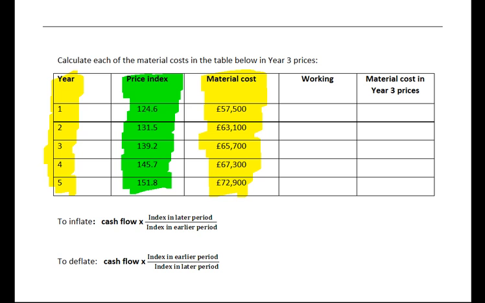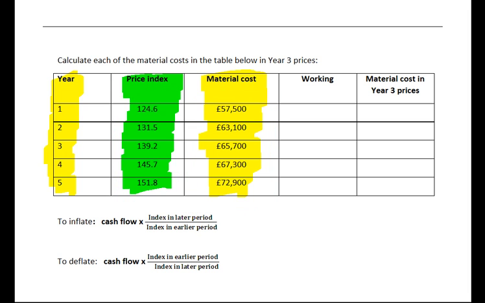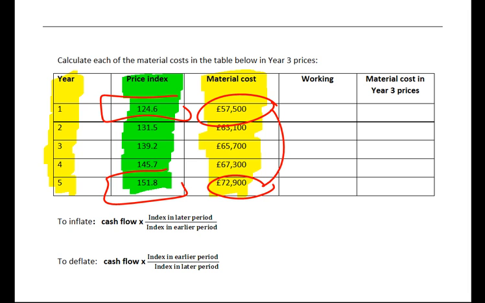Essentially what we're saying is that these different costs, because they're affected by different index numbers, can't really be compared directly. I can't really compare the 57,500 in year 1 to the 72,900 in year 5 because they've got such different price index values. What we need to do is make adjustments to give us our material costs in a more comparable way. And the way we're going to do that here is by showing all of the costs in year 3 prices.